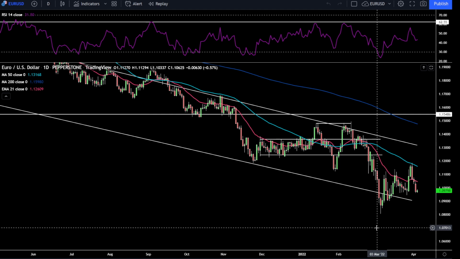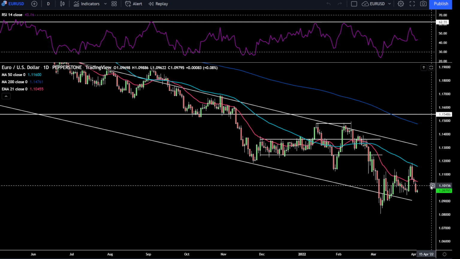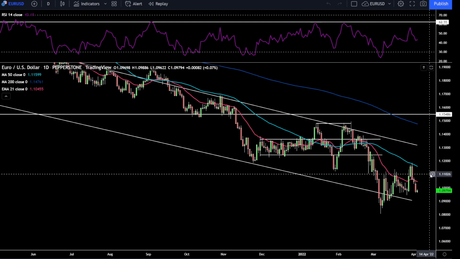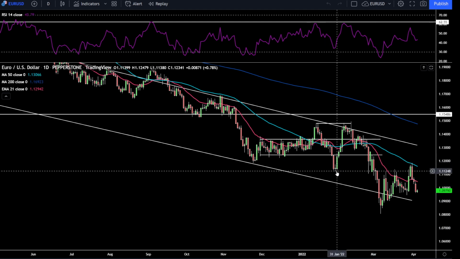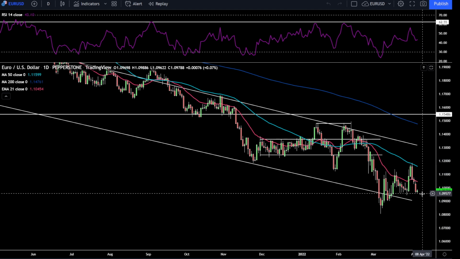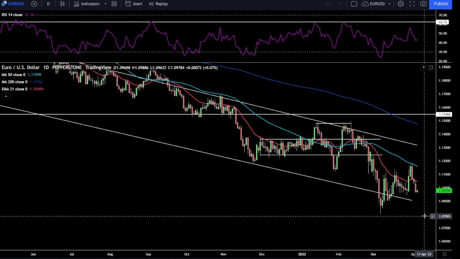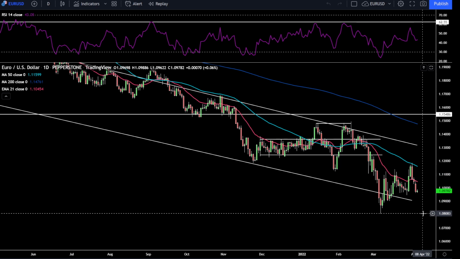Targets-wise, again, a clearance of 110 would push us closer towards that 111 level, where there's a bit of support which would now act as resistance. On the downside, through 109 would take us probably back down to around 108 to test that low. So yeah, one to watch there.